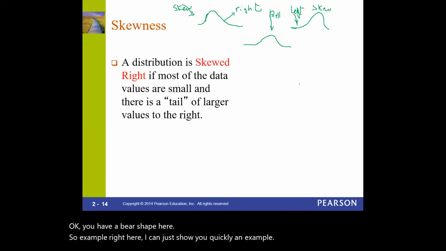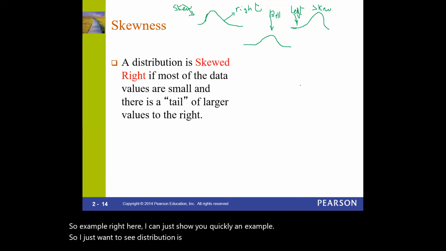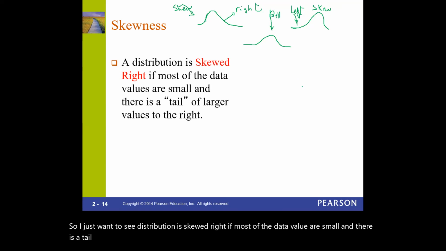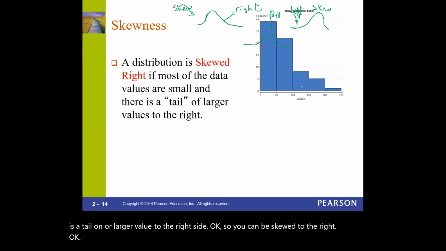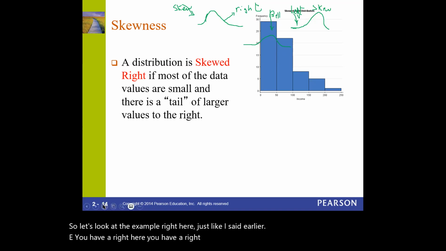So we say this distribution is skewed, right? If most of the data values are small, and there's a tail of larger values to the right side, then you're going to be skewed to the right. Okay, so let's look at the example right here. Just like I said earlier, you have a right tail. Let me just erase that so you can see better.